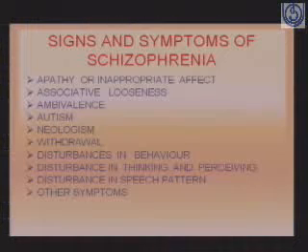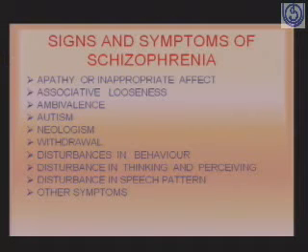The second A is associative looseness. It means there are no connections between the ideas expressed by the patient. The patient will shift from one idea to another without any connection. For example, the patient will say, sky is blue, I like tea, that sister is nice. So he is giving many ideas but without any interconnection among the ideas.